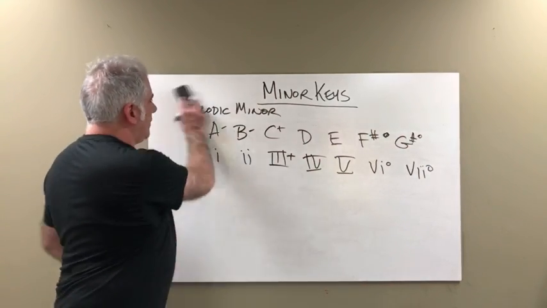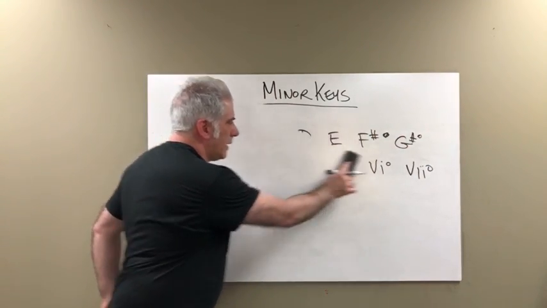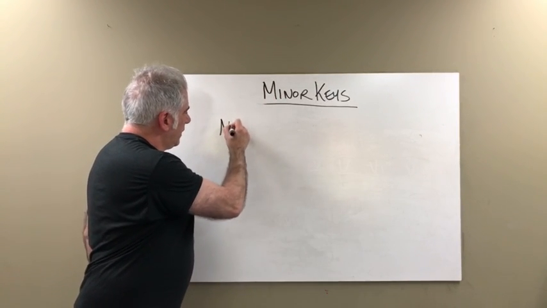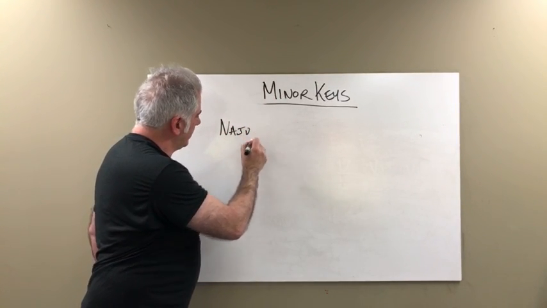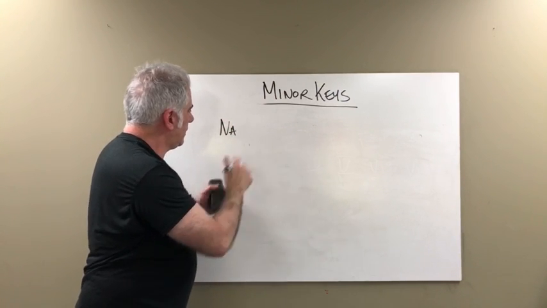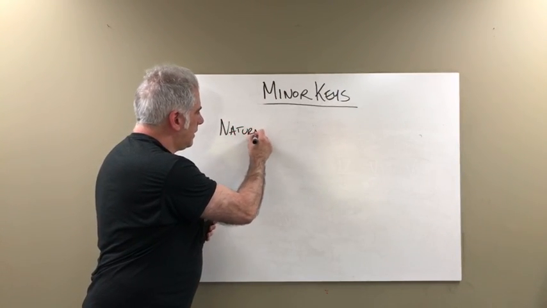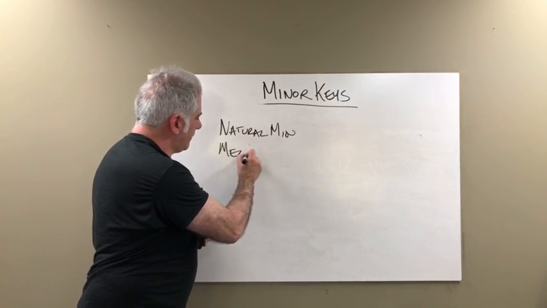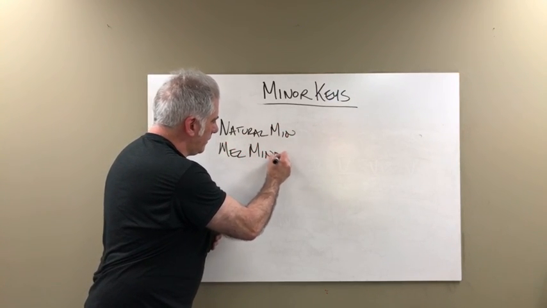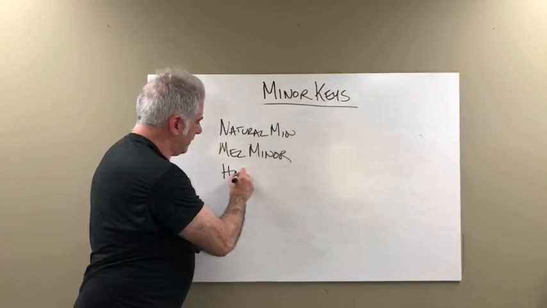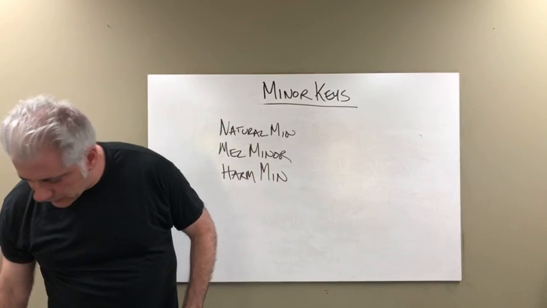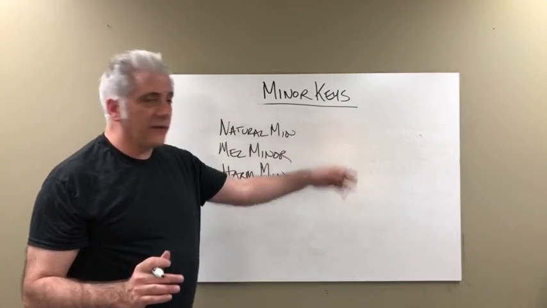The natural minor, the melodic, and harmonic. So you've got natural minor, your melodic minor, and your harmonic minor. The only thing you need to know is what the formula for these scales are.